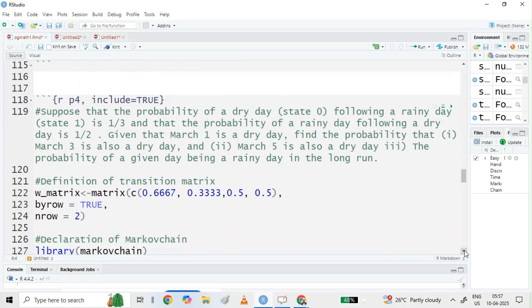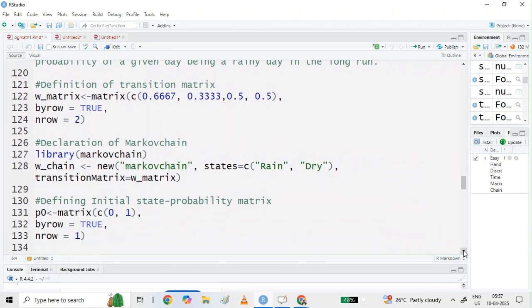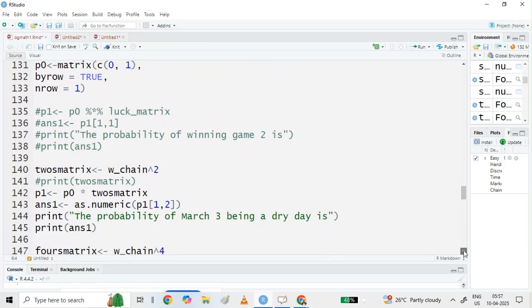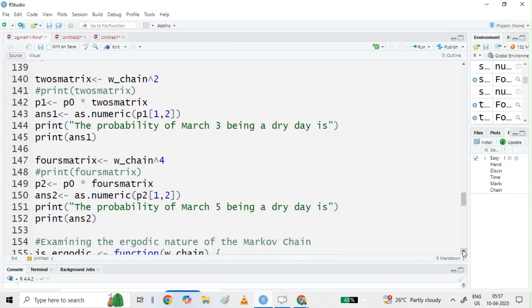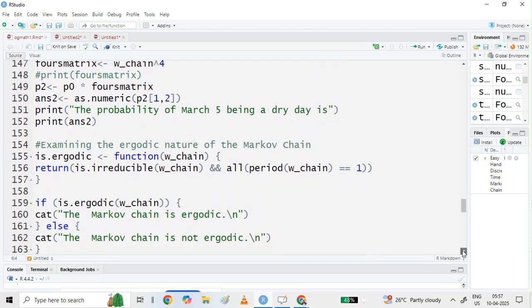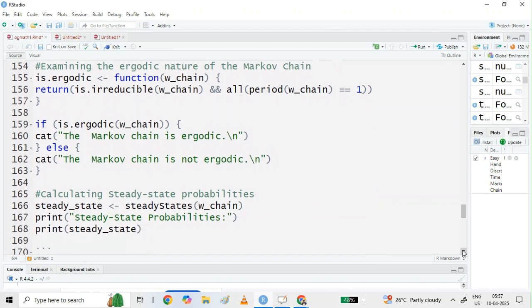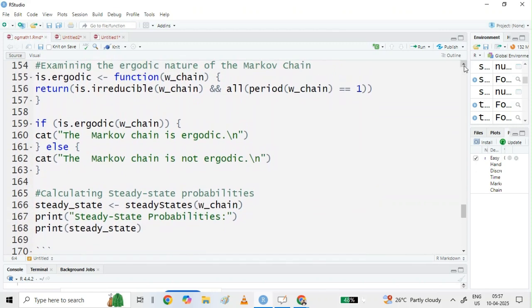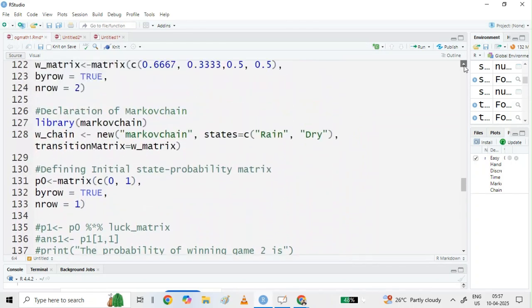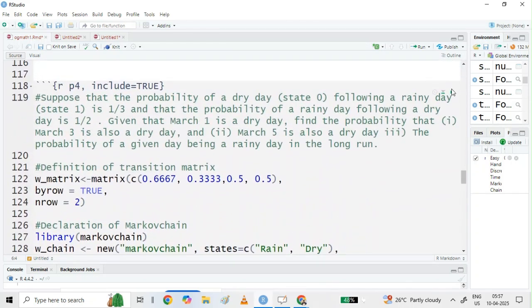I've defined the TPM here. I've declared the Markov chain. I've defined the initial probability matrix. I've found the square and the fourth part of the TPM. I've examined the ergodic nature. I've calculated the steady state probabilities. We'll just execute this chunk and wait patiently for the output.